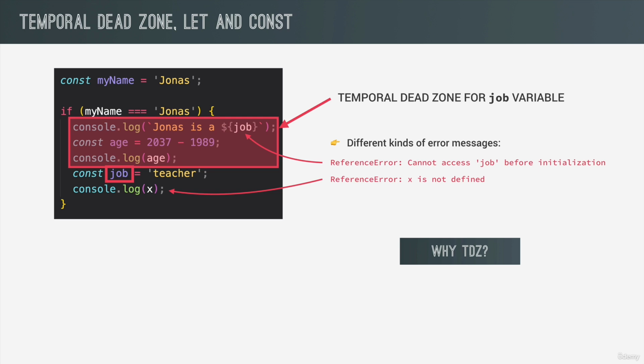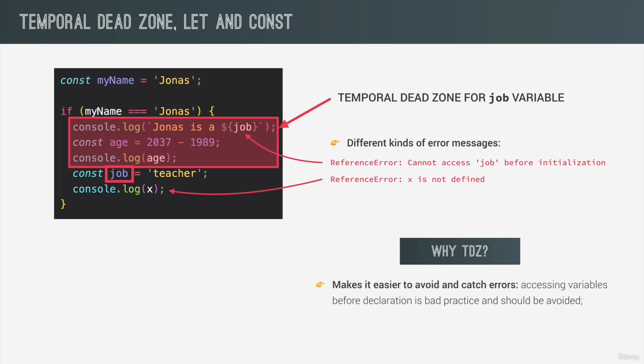Well, the main reason that the TDZ was introduced in ES6 is that the behavior I described before makes it way easier to avoid and catch errors. Because using a variable that is set to undefined before it's actually declared can cause serious bugs which might be hard to find. And I will show you a small example in the next lecture. So accessing variables before declaration is bad practice and should be avoided. And the best way to avoid it is by simply getting an error when we attempt to do so. And that's exactly what the temporal dead zone does.